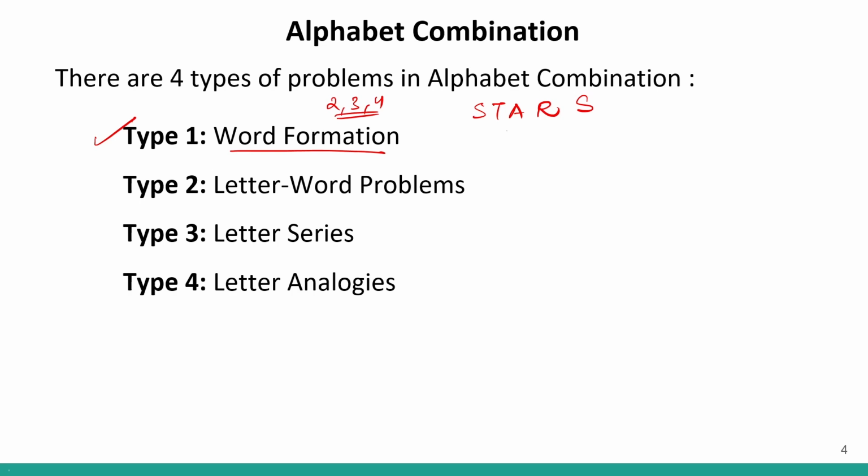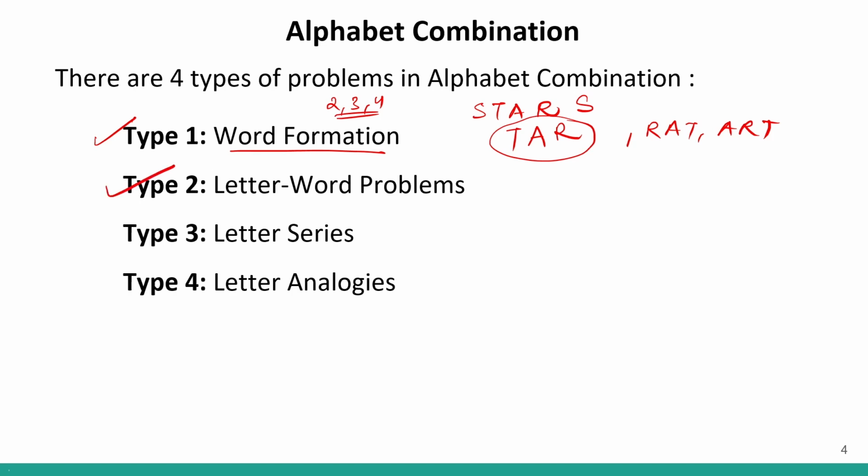So second letter will be T, third letter will be A, and fourth letter will be R. So using these 3, can we make a word? Definitely. Tar is a word, rat is a word, art is a word. We can make many words using these 3 letters, right? So this is your word formation. Basically, you're given a word, and based on that word you have to form certain words.